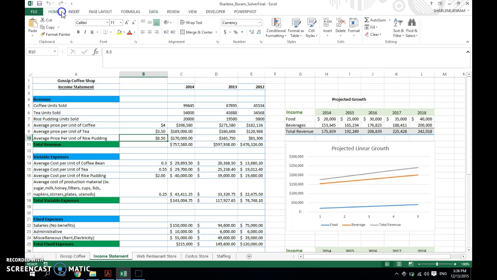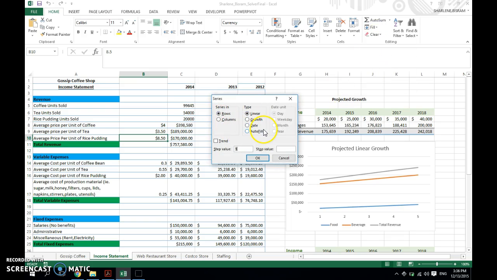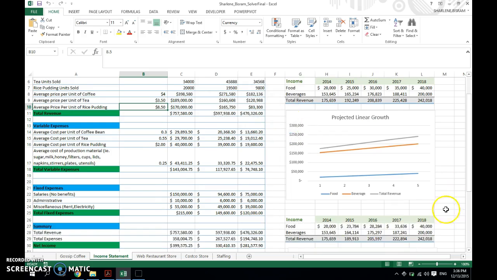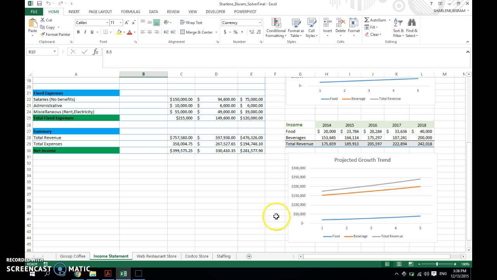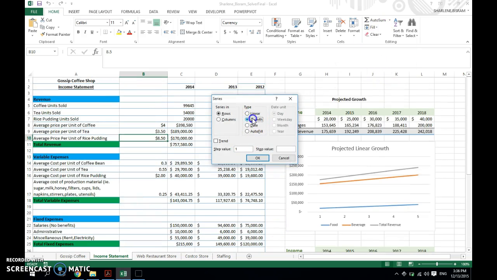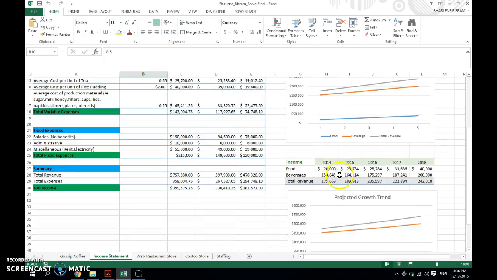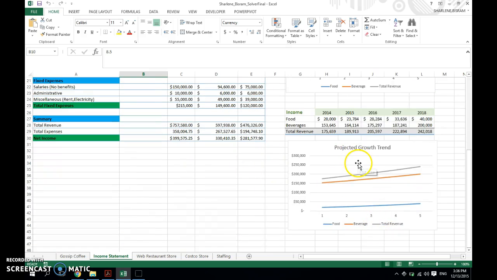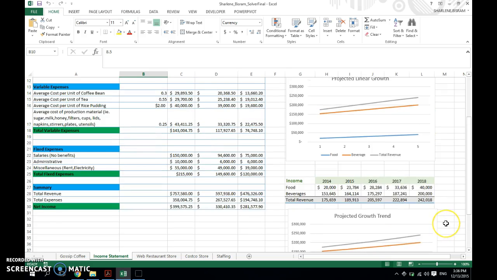in the edit column. So I was able to go here, and then for the linear growth, I was able to use linear growth, and this gives me growth by constant numbers. And then for the projected growth trend, I was able to use fill, series, and then use growth. And that gives me by percentage increase. I believe that the growth trend is more accurate because it is based on percentage change versus linear growth, which is based on just constant amounts.